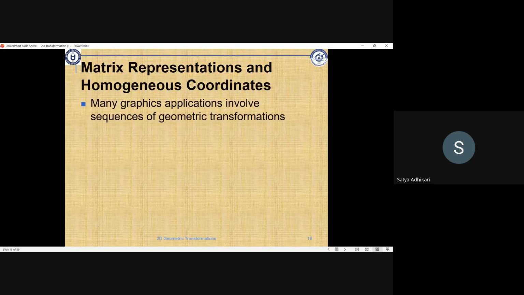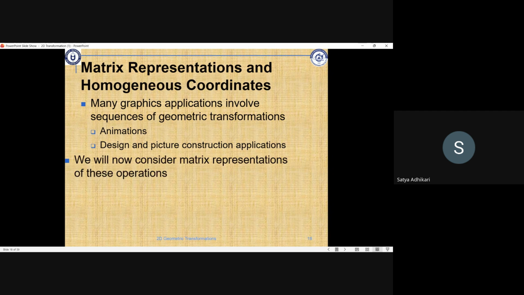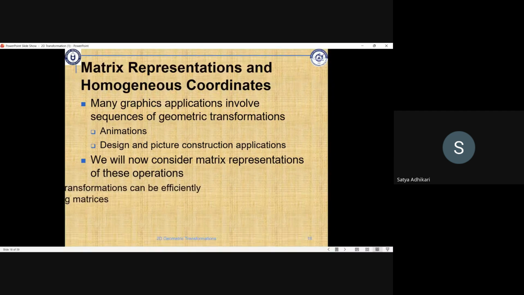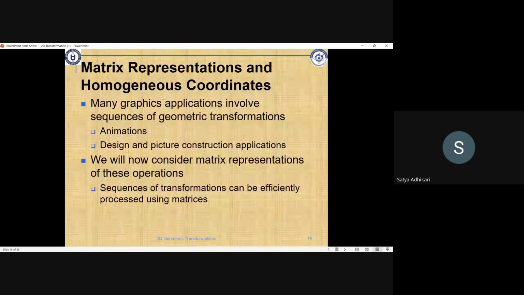Many graphics applications involve a sequence of geometric transformations, one by one, for example animations, if you want to animate an image, and design and picture construction applications. We will now consider the matrix representation of these operations. A sequence of transformations can be effectively processed using matrices.